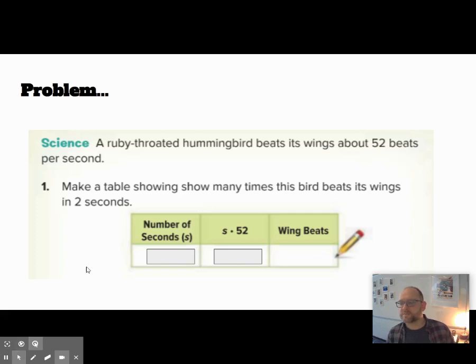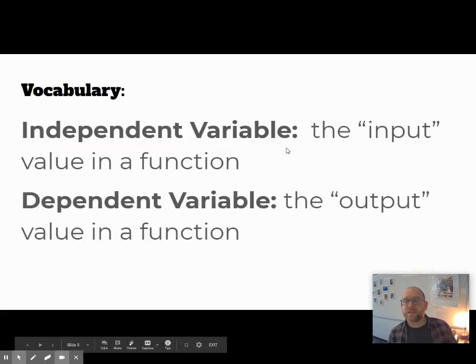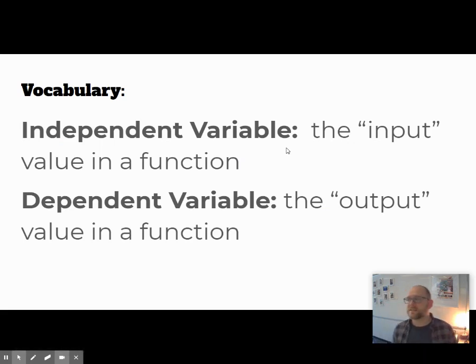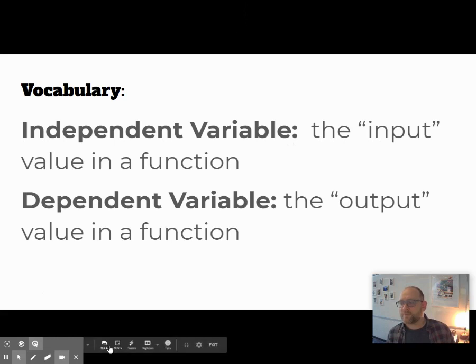As you're working with these, you'll have two different things. An independent variable, that's your input. That's the number that you're putting into the function. And the dependent variable, which comes out. That's the output of that function.